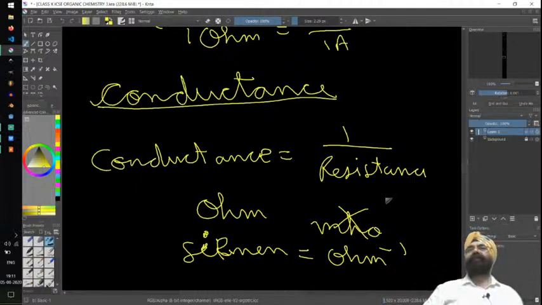So please, next class when you come, you should revise all of these things and come so that we can go into numericals and then to the next topic.